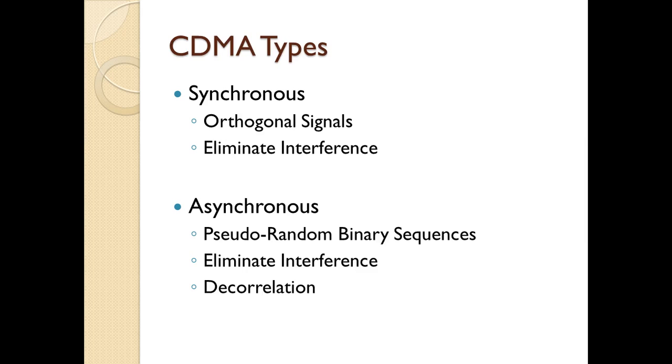Asynchronous codes operate using pseudo-random binary sequences. The codes generated in asynchronous CDMA systems appear to be random. However, they can be decoded by receivers that expect the code sequence of the transmitted signal. CDMA receivers use decorrelation to ignore signals that do not match the pseudo-random code of the transmitter.